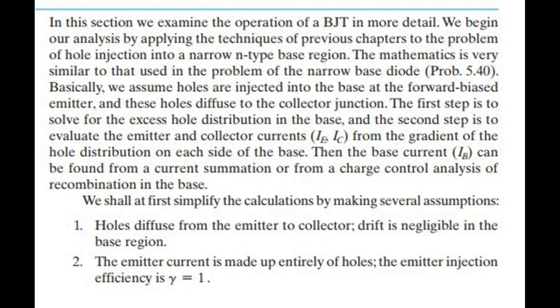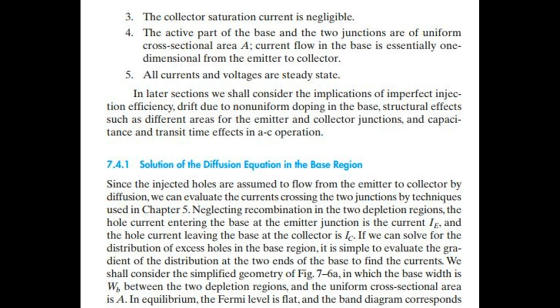Then the base current, IB, can be found from a current summation or from a charge control analysis of recombination in the base. We shall at first simplify the calculations by making several assumptions. 1. Holes diffuse from the emitter to collector; drift is negligible in the base region. 2. The emitter current is made up entirely of holes; the emitter injection efficiency is gamma equal to 1.